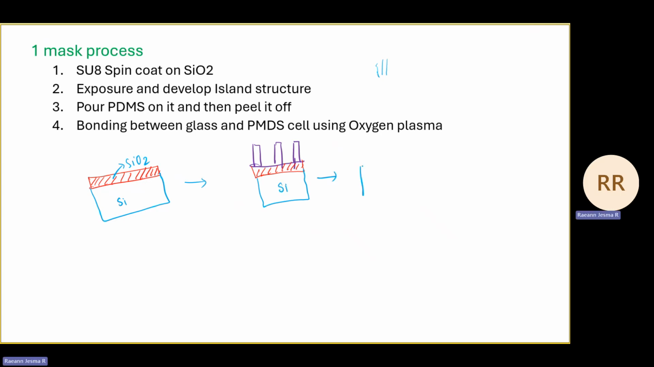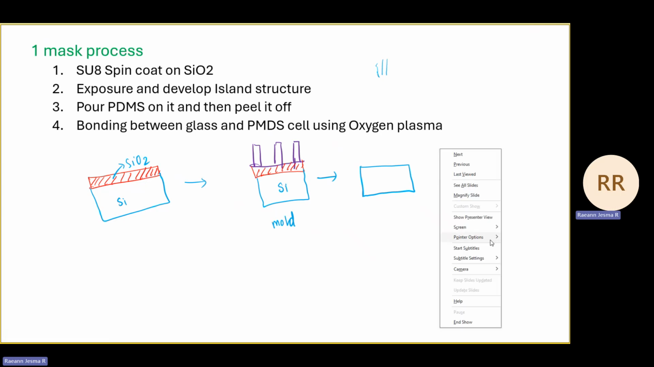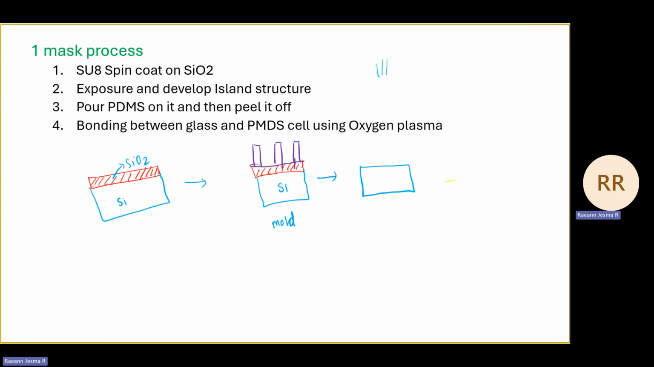After this step, we will pour PDMS on it. So this one will act as a mold. Once you pour PDMS, the PDMS will cover the regions. Once you peel off the PDMS, what you will get is this kind of structure. It will be an inverted copy of this. So you will have some channels and then some walls on the side. That is what you will have in your PDMS structure.